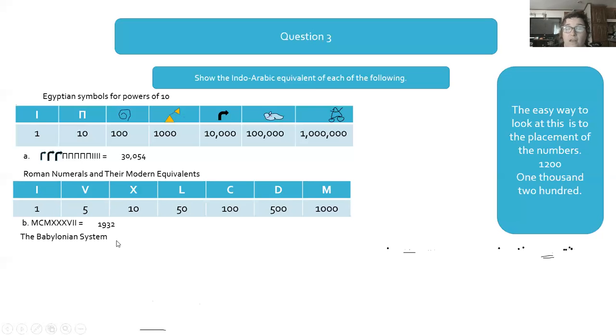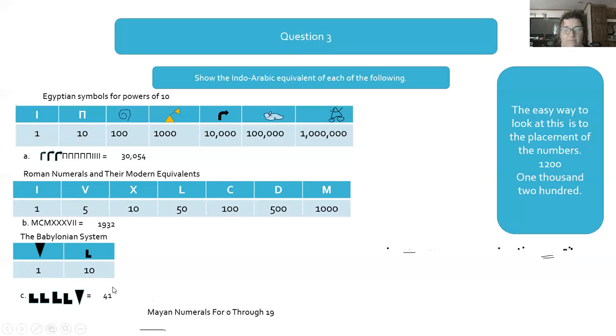Okay, this one is tricky for me. Well, I thought it was the next one, but this one isn't too bad. Your triangle equals 1 and your L equals 10. Okay, so we have 4 L's, which is 10, so it's going to be 40, and then our triangle means 1, so we're going to have 41.